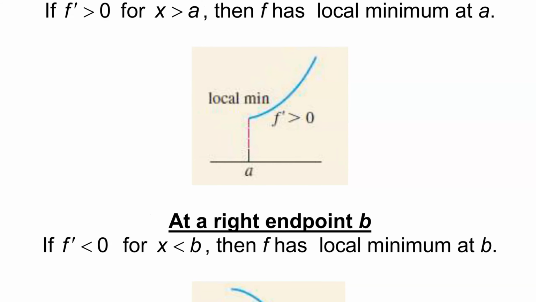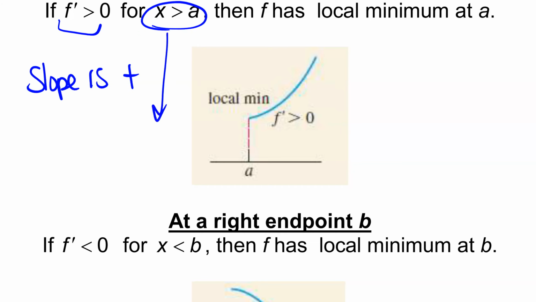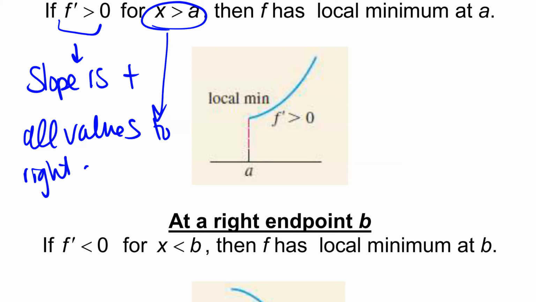So it's the opposite of what you just said. So if the derivative is positive between 2 points, so if it's just going up between 2 points, then the local minimum is going to be the first point.